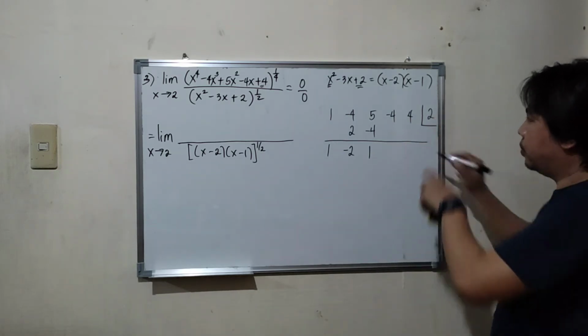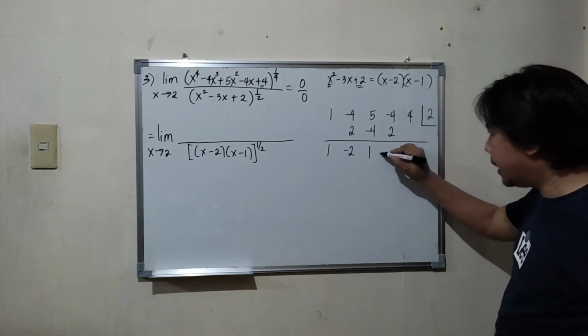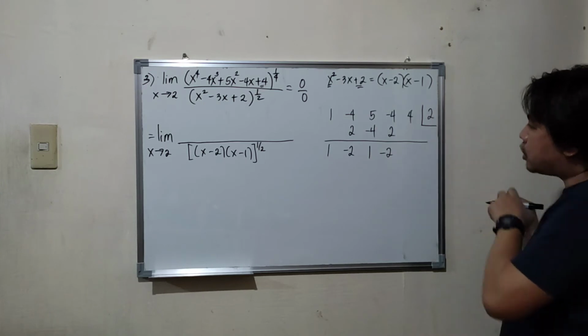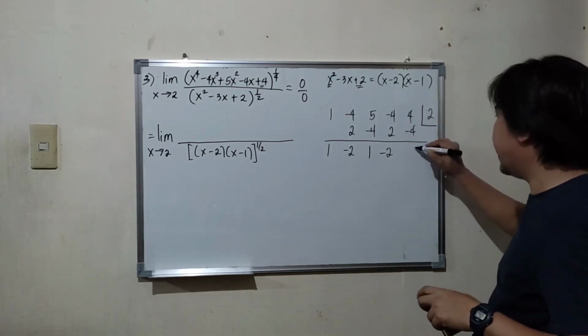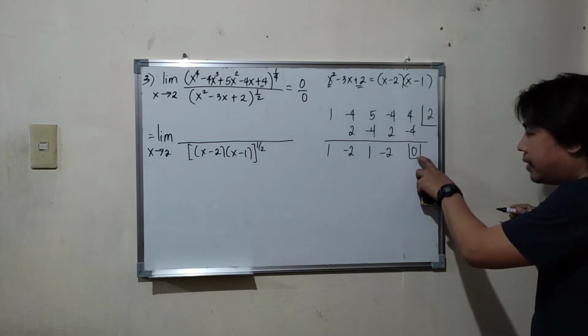1 times 2, we have 2. Add negative 4 plus 2 is negative 2. Then we have negative 2 times 2, we have negative 4. Ayan. So 0 ang remainder natin. So this is the remainder.